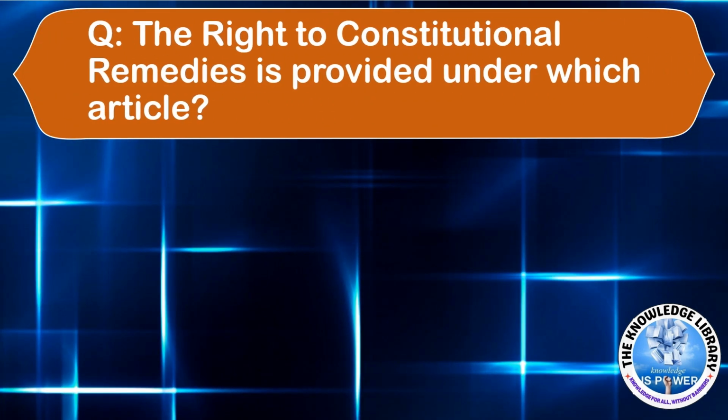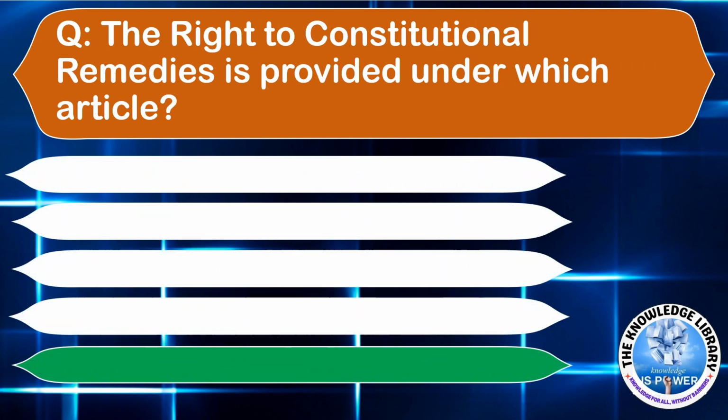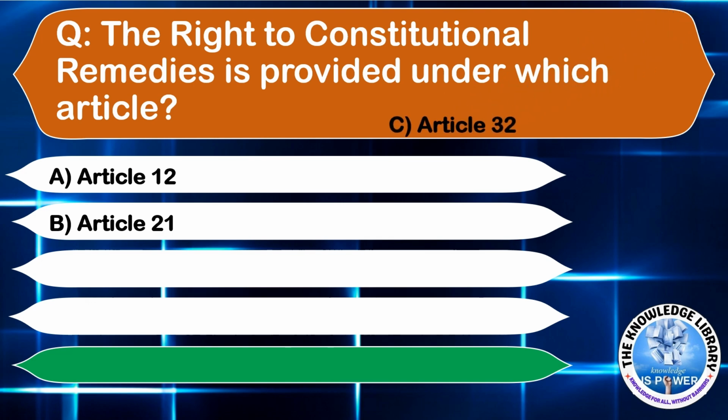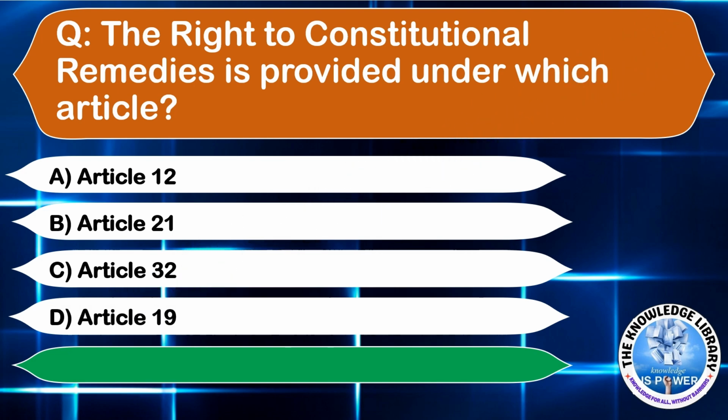The next question is, the right to constitutional remedies is provided under which article? Option A, Article 12. Option B, Article 21. Option C, Article 32. Option D, Article 19. Correct answer is option C, Article 32.